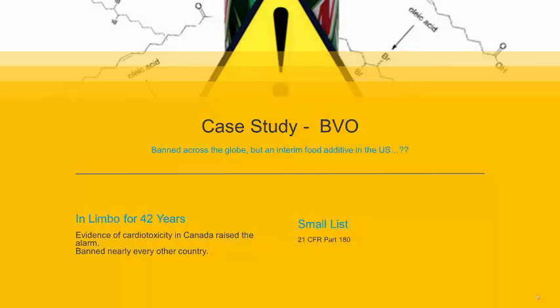So we have this flame retardant chemical in our beverages, which we can start to look at from a consumer perspective, taking off our regulatory professional hat, and you can see why Gatorade would drop it. But there was evidence of cardiotoxicity that was raised by Health Canada. The FDA responded, and they put it into this interim food additive category, and there it sat. Part 180 has a very short list. I think there's 4 or 5 that are listed in that Part 180, and it has sat for 42 years.